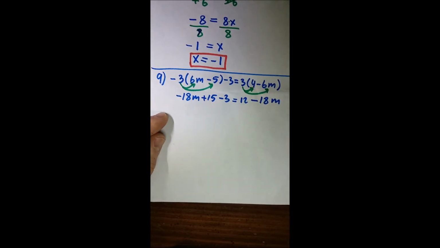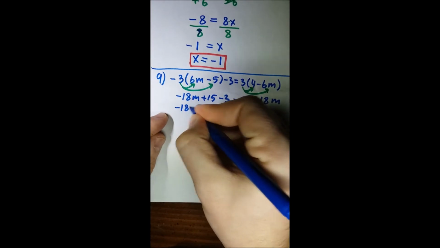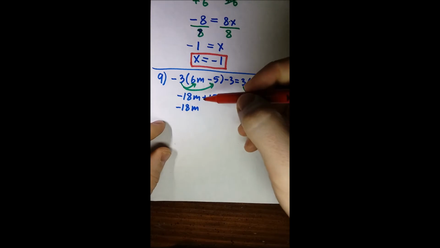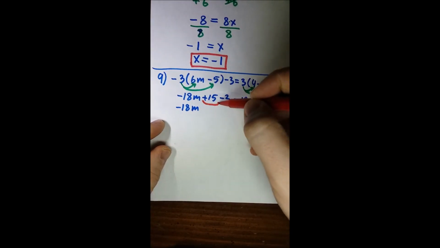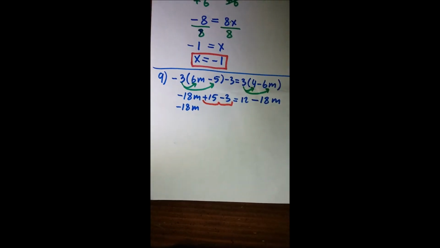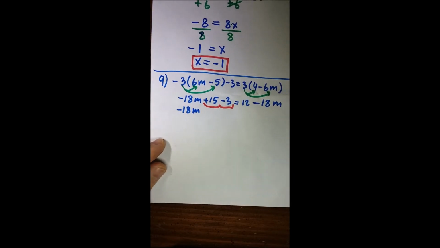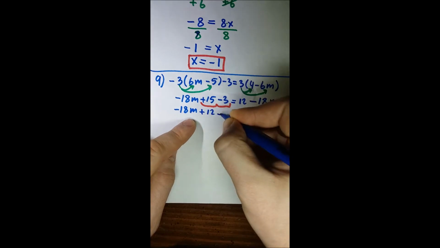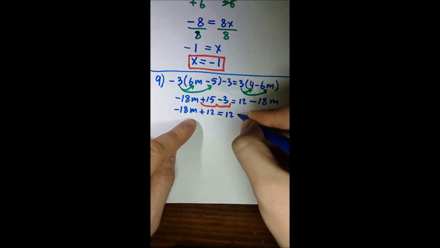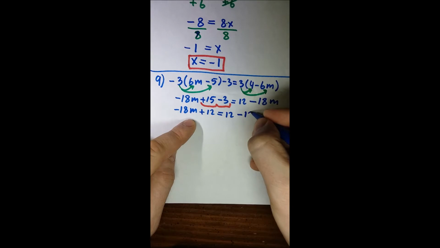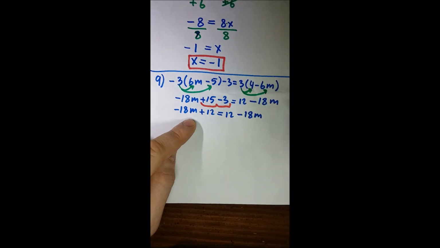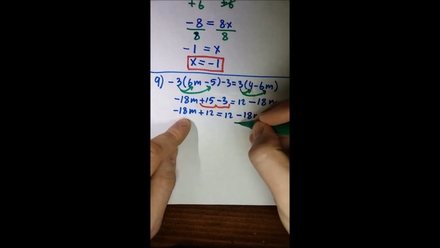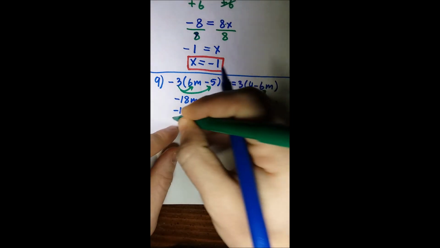Now we need to combine like terms, so it's going to be minus 18m, and like terms here are only on the left side, which is we can definitely add this 15 and this negative 3. And what we're going to get is 15 minus 3 is positive 12 equals 12 minus 18m. If you start moving things around, watch this. We are to add 18m to both sides.